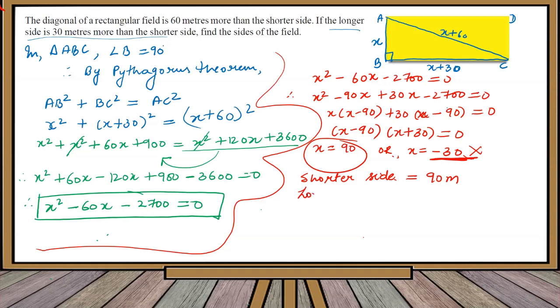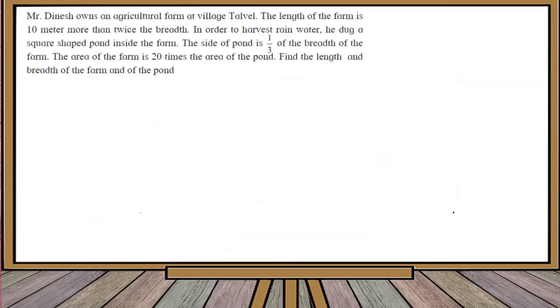How much was the longer side? The longer side was 30 more than the shorter side, so the longer side will be 90 plus 30, that's 120 meters. As far as the diagonal is concerned, the diagonal was 60 more than the shorter side, so the diagonal will be 90 plus 60, that's 150 meters. Understood? So this way we can proceed with the problem, right? Let us go with the next one.